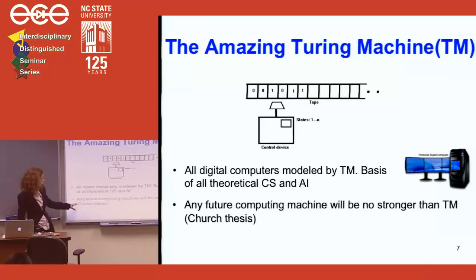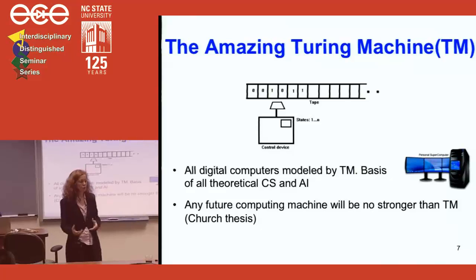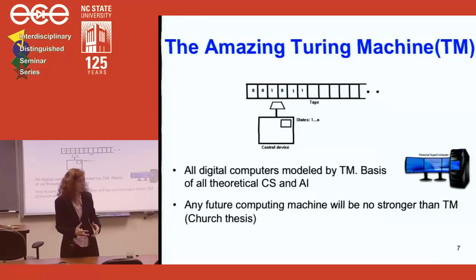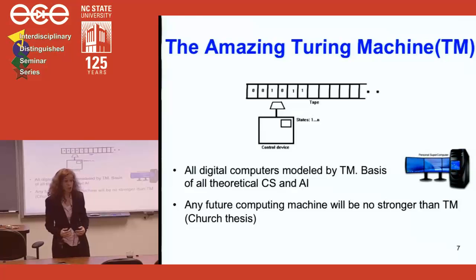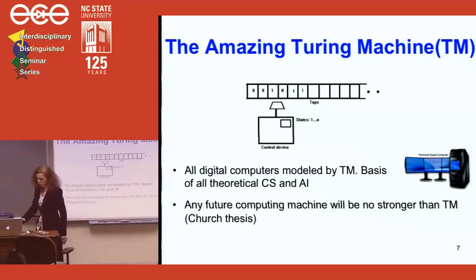Okay, so Church suggested something very interesting. He suggested that any future computing machine will be no stronger than Turing Machine. This is a very strong statement. If you think, everything you're going to build in your lab, not only laptop, every computing device that you're going to build, that you can build and put algorithms, there will be just like Turing Machine. So this is a very, very strong statement.